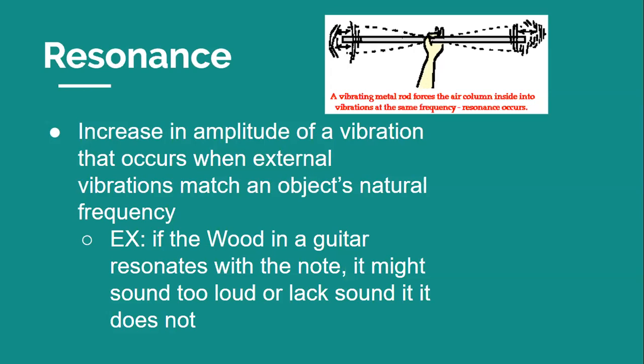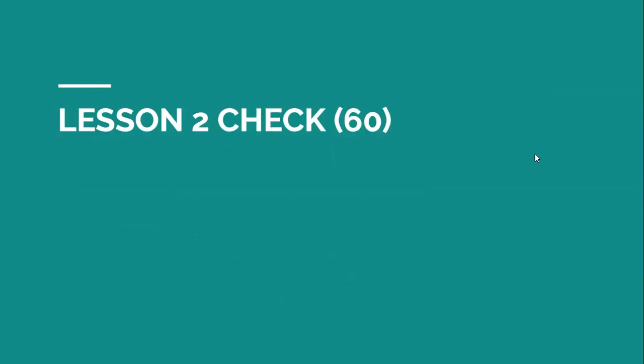So what this is pretty much saying is that resonance means that the external vibrations are going to match the object's natural frequency. So you need to make sure, for example, if you are building a wood guitar, that the note is going to be resonating with the guitar, because if it doesn't, then the frequency is going to be off, the sound is going to be off, and it's just going to sound extremely weird. So we're going to pause here for today.